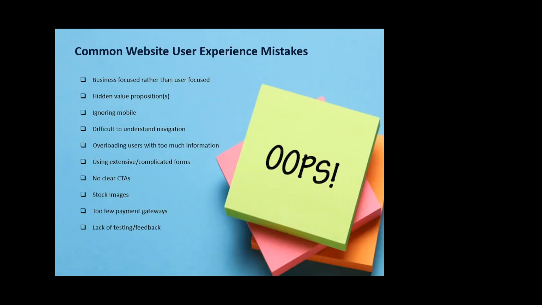Overloading users with too much information. The internet is shorthand. Attention spans are short, so you want to get to the nub of it. You want to get to the point quickly. Using extensive or complicated forms. You often see someone who's creating an online form and they've just taken their offline, physical form and put it online. Typically, you want to adapt your forms for the online experience.